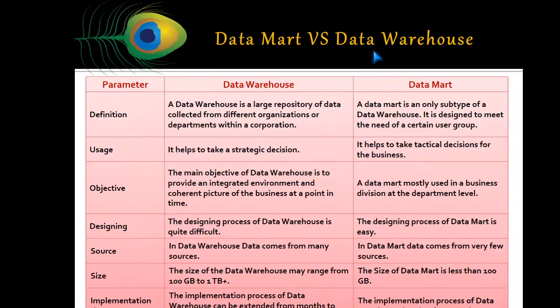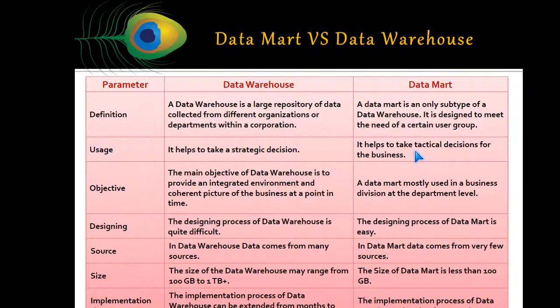Coming to the difference between data marts versus data warehouse, a lot of these differences you need to understand, because we need to know what exactly we are trying to do and why. Parameter definition: a data warehouse is a large repository of data collected from different departments within a corporation. A data mart is only a subtype of data warehouse, designed to meet the needs of only certain user groups. Usage: a data warehouse helps to take strategic decisions; a data mart helps to take tactical decisions for the business.